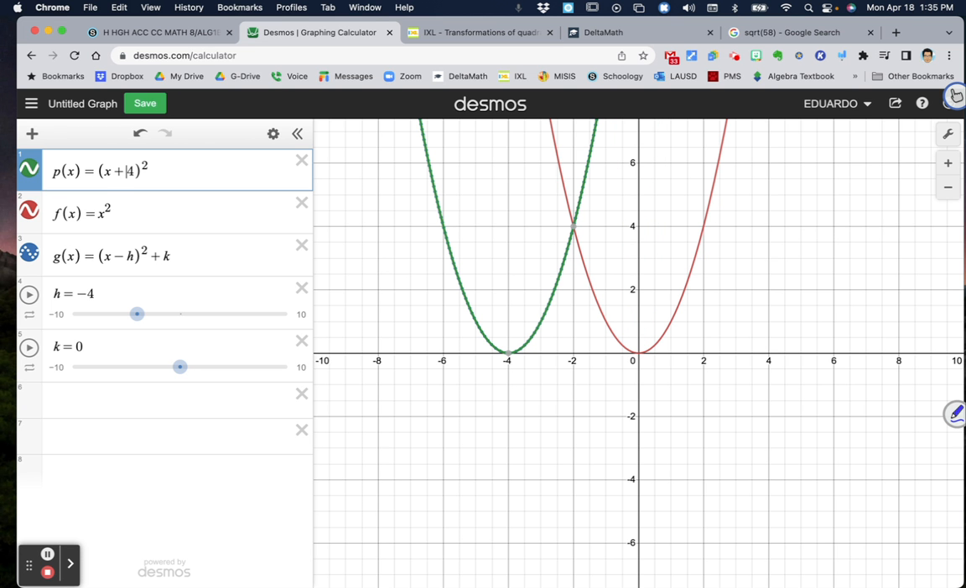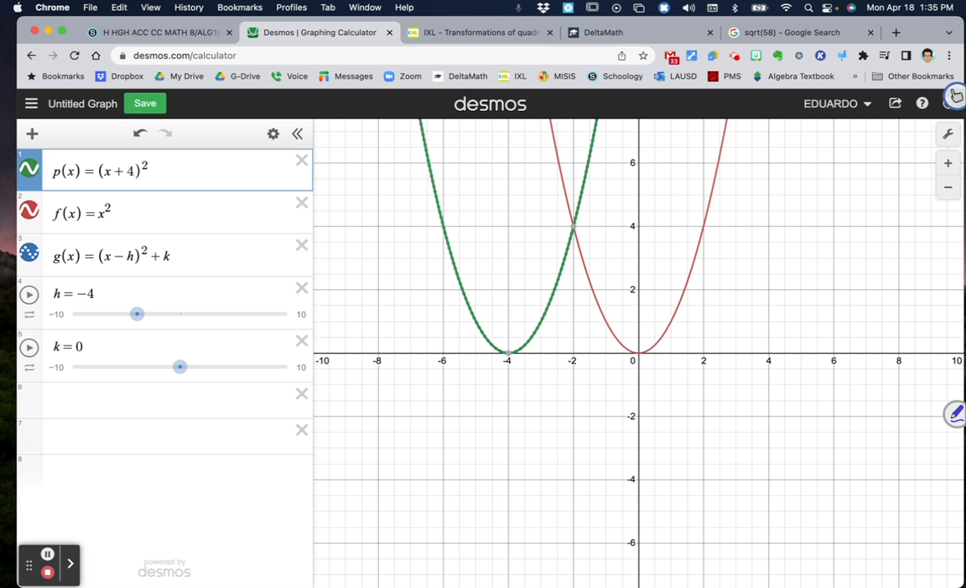Okay? So it's kind of the opposite of what number you're plugging in. If you're plugging in a positive, it's going to go this way, right? If you're plugging in a negative, it's going to go that way. So it's kind of counterintuitive: if you see a plus, it's going to go to the left. If you see a minus, it's going to go to the right. Okay?